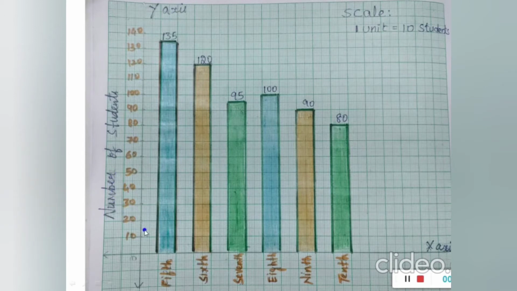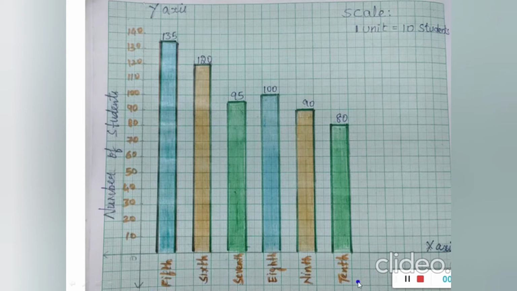On the y-axis it is mentioned 1 unit, that is 1 box. This graph is a small one, that is, in one box there will be 10 lines. That means 10 millimeter equal to 1 centimeter, there will be 10 lines. So each box is of 10 lines. So we have taken 1 unit as 10 students, and here they have mentioned classes from 5th standard to 10th standard, and the number of students in each class: 5th standard, 6th standard, 7th, 8th, 9th and 10th.